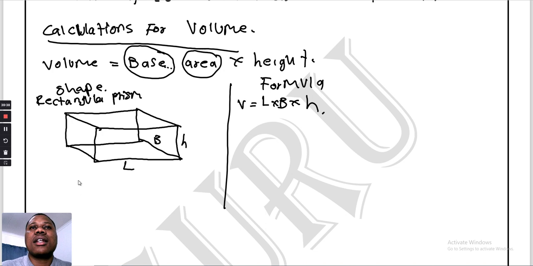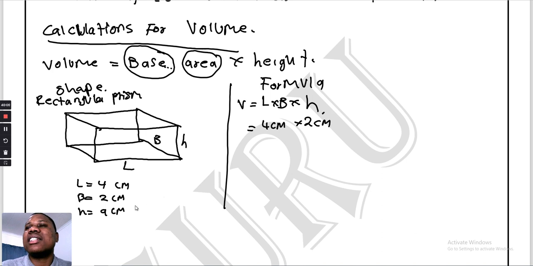429. Length 4, breadth 2, height 9. These are in centimeters. So if we want to calculate the volume of this, the length is 4 centimeters multiplied by the breadth of 2 centimeters and the height of 9 centimeters, which is 4 multiplied by 2 multiplied by 9. That gives us 72. Now, what happens to the units?